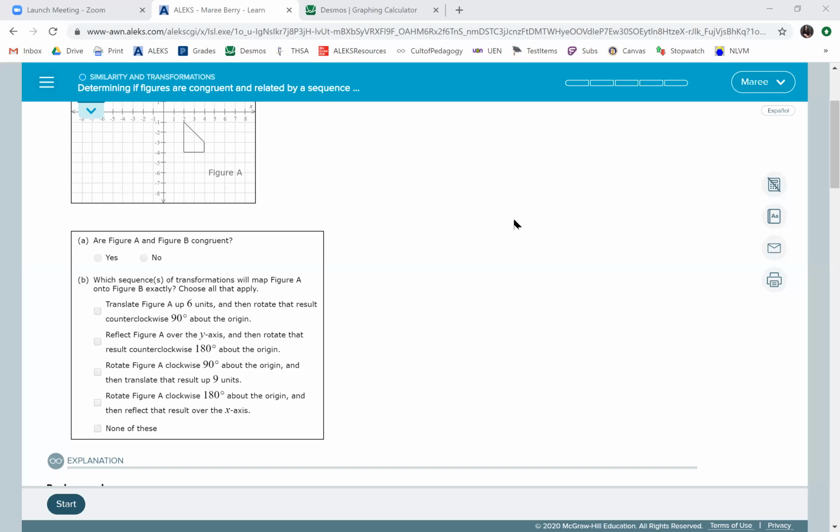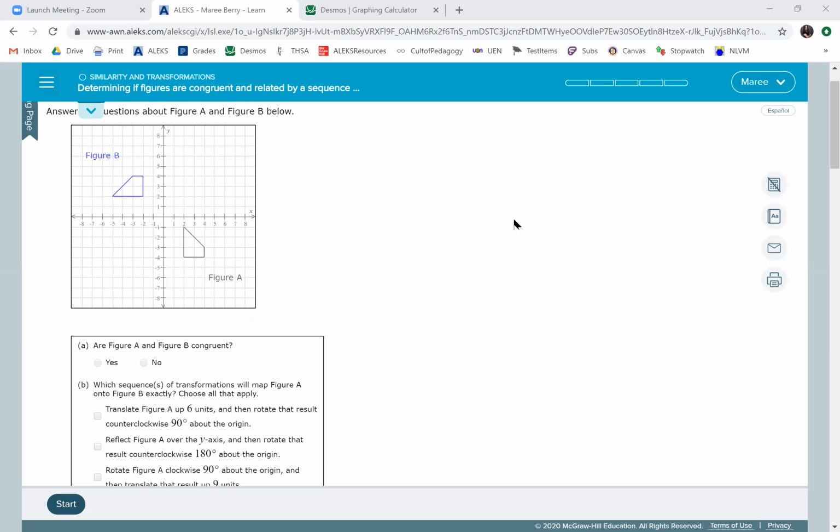So when we get these questions, we first have to see, are these two figures congruent? That's the very first question. If they're not congruent, then you can just move on to the next problem. If they are congruent, then we have to figure out what transformations have happened, like were they rotated, were they reflected, or just translated. So these two are congruent, so we'd say yes.